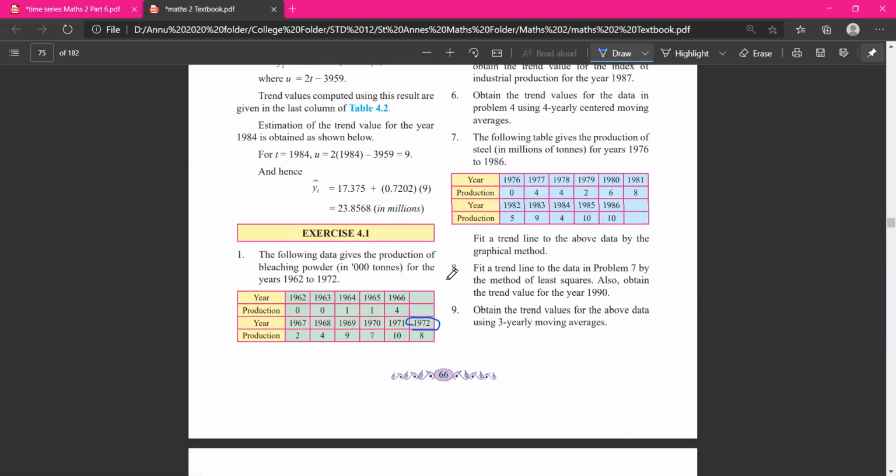There are still 2 more sums to go. So we'll be practicing so that you understand it well. Now I'm solving sum number 8. Fit a trend line to the data in problem number 7 by the method of least squares, and also obtain the trend value for the year 1990.